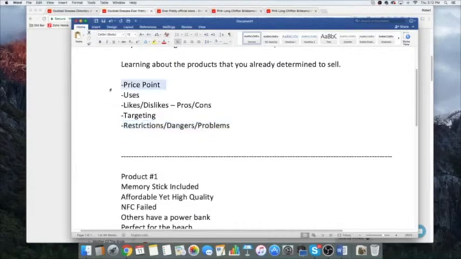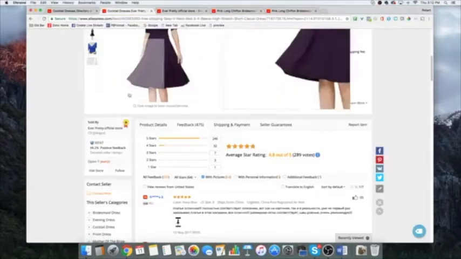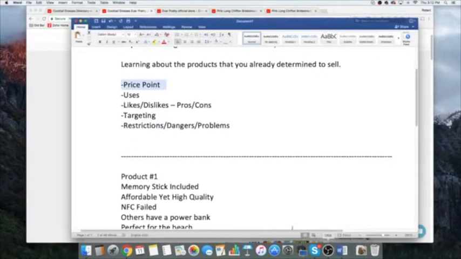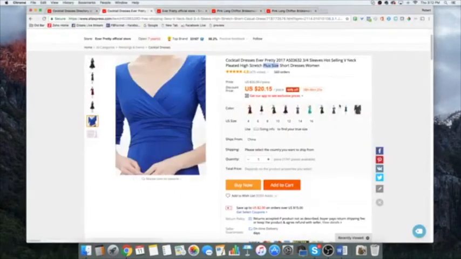We didn't really learn about price point. We didn't talk about that a little bit, but you could learn about price points by researching your products elsewhere. But we've seen some different uses of different products. We take the waterproof speaker to the beach. We've seen some likes and dislikes, some pros and cons of products. Targeting, we talked about how we could learn some different targeting angles from products, restrictions, dangers, and other problems. We learned all of that.